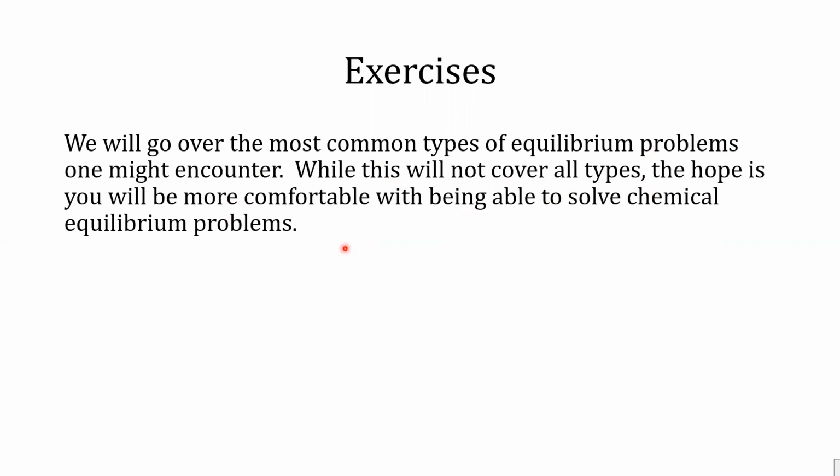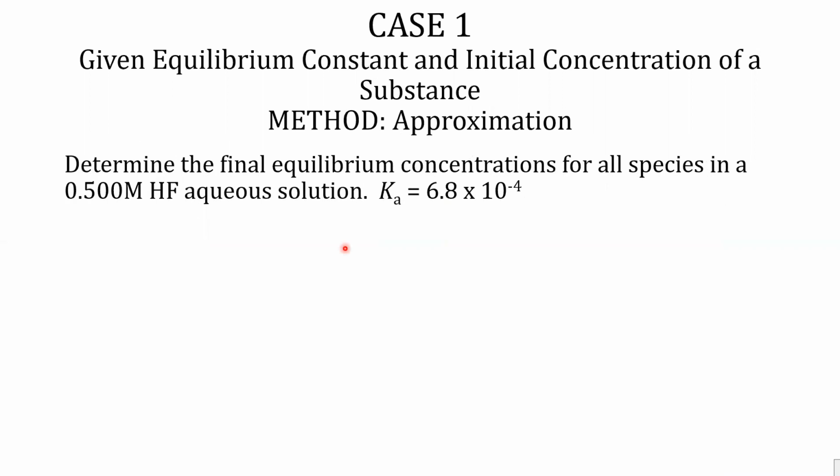The first case is where one is given an equilibrium constant and the initial concentration of a substance. The method to solve for the final equilibrium concentrations is by the approximation method.